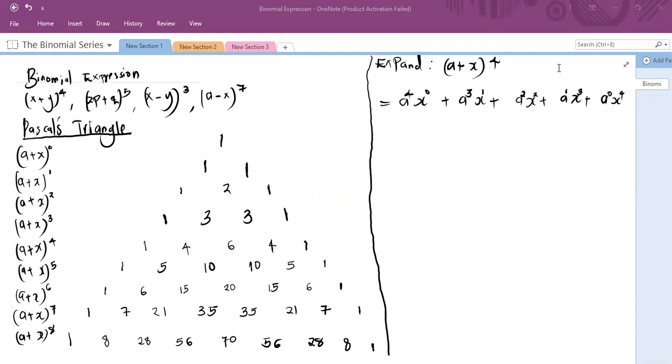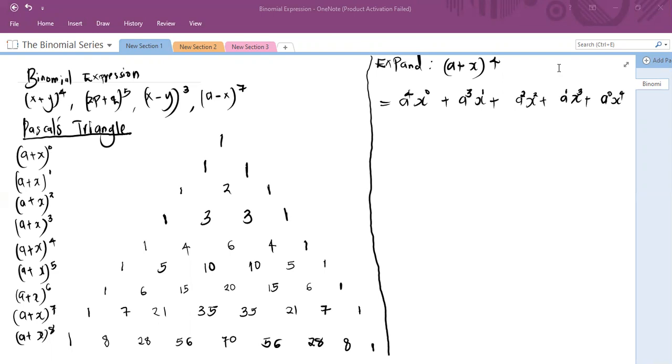So for example, if you're told to expand a plus x raised to the power 4, this is what happens, as you can see here. The values of the first term, which is a, start from the highest power, which is 4, and they go on as they are decreasing by 1. So here we have a raised to power 4. Then in the next term, we have a being raised to power 3, then to power 2, then to power 1, then to power 0.